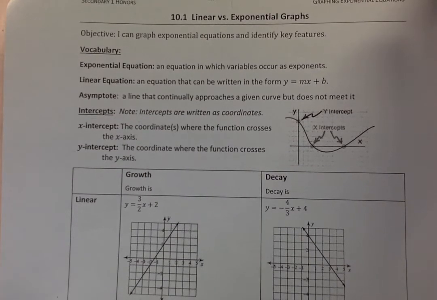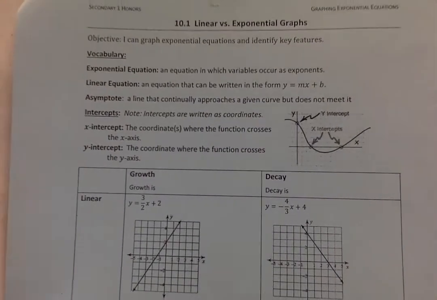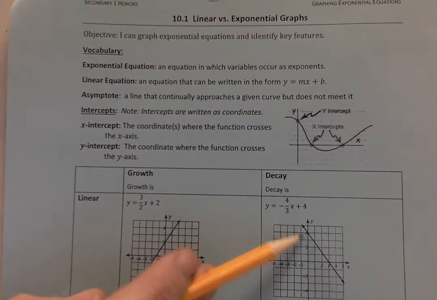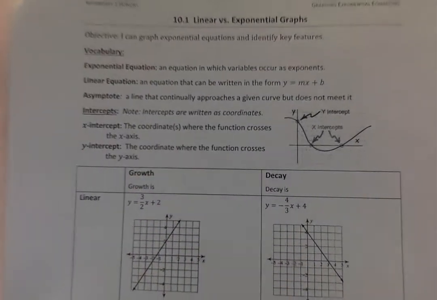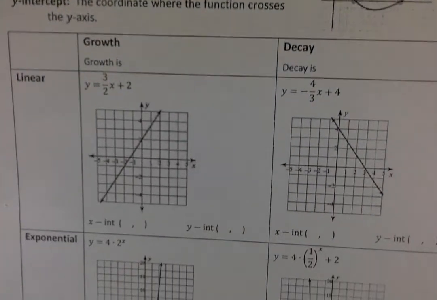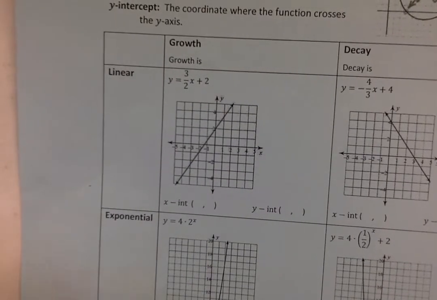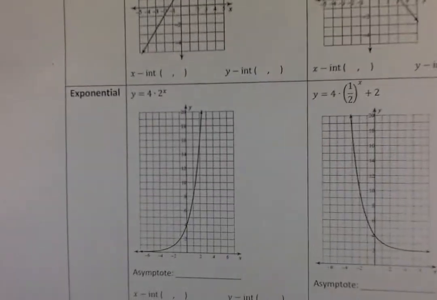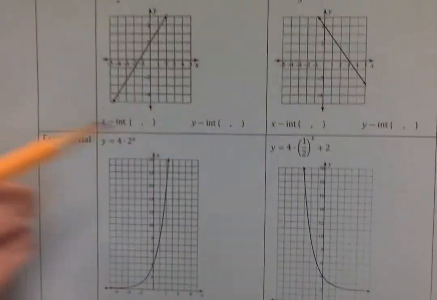For linear, growth is going up and to the right and is a positive slope right here. Decay is when the line is going down and to the right, so it's a negative slope. For exponential, can you see those okay? Exponential is when it goes up and to the right, that's a growth, okay? And down and to the right, that's a decay.